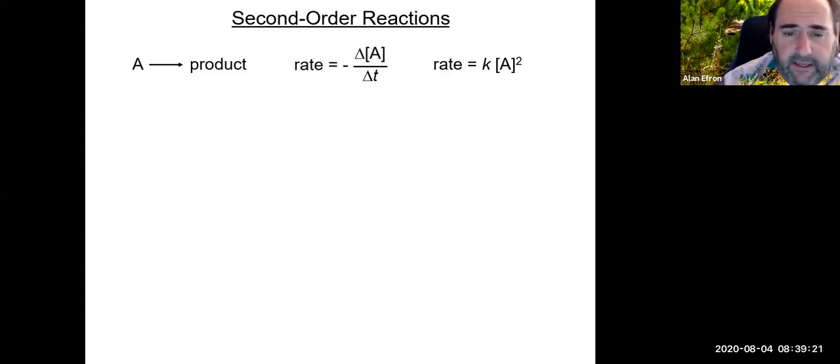If we look at the rate law here, the rate is equal to k times A to the 2, which means it's second order.